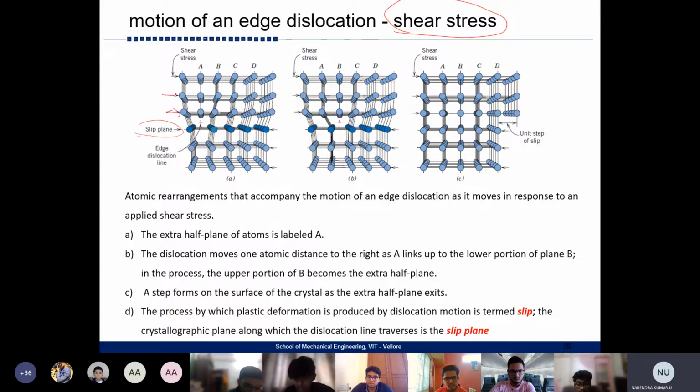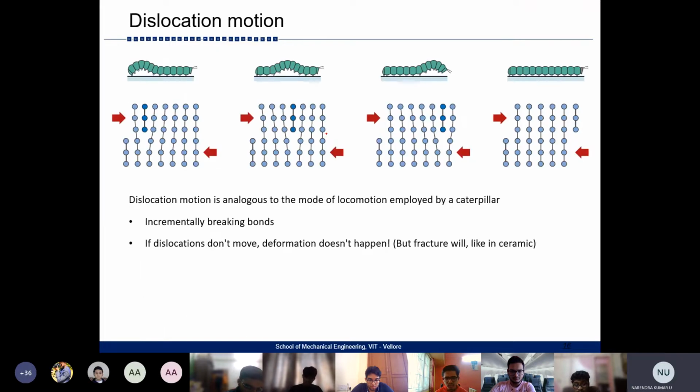So this is the shear stress which is going to be applied. When you apply this, new bonds are formed and old ones are broken. So stepwise everything happens. Initially A is bonded, afterwards B is bonded, and at last this defect comes to the surface, and based on that we can say it is a unit step of slip. This type of motion is nothing but dislocation motion, and it is similar to a caterpillar movement where you get incremental bond breaking. So you get a new bond formation and the old bond breaks. This breaks, you get a new bond, and then it comes to the surface.